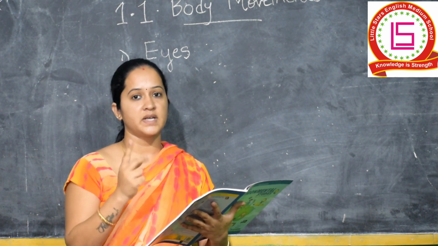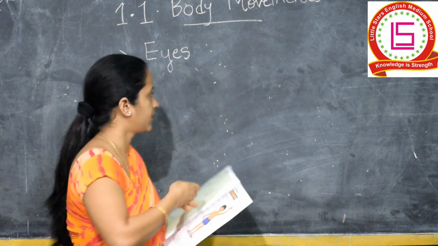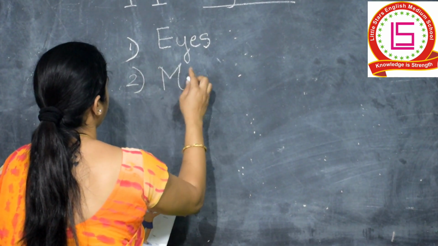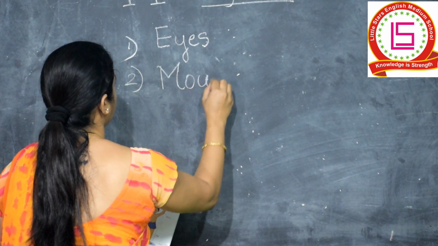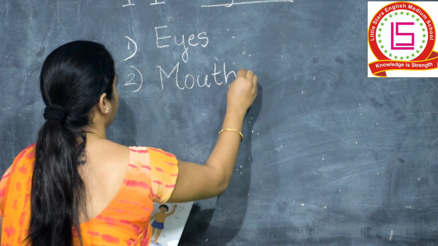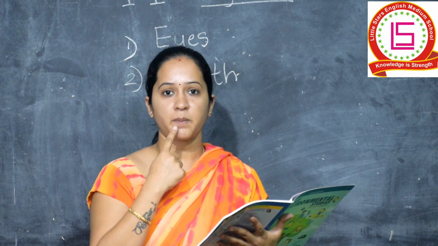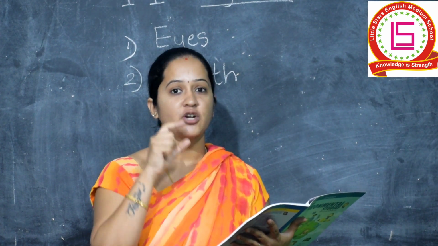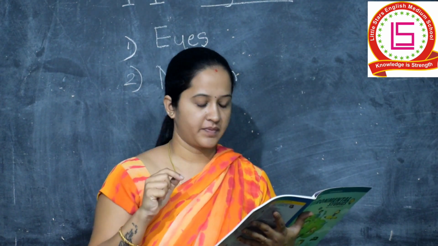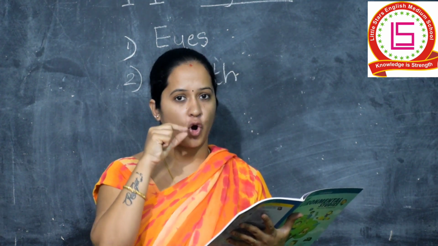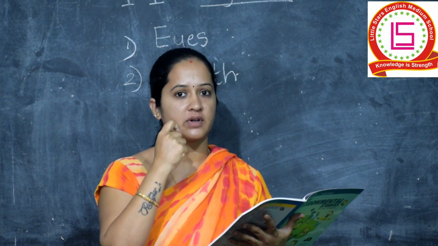The second one is our mouth. What does our mouth help us do? Our mouth helps us to talk and to chew food. Correct? Our mouth helps us to talk and chew the food that we eat.